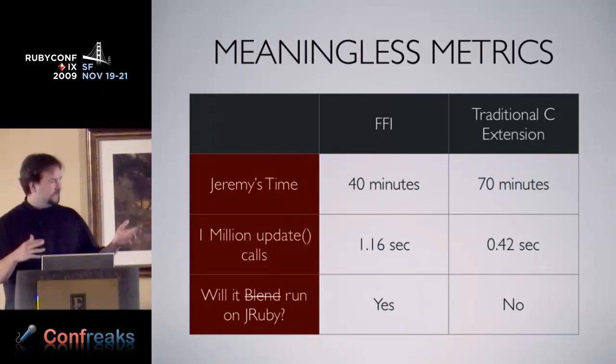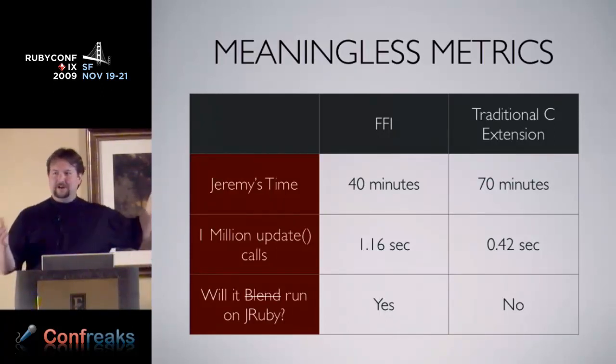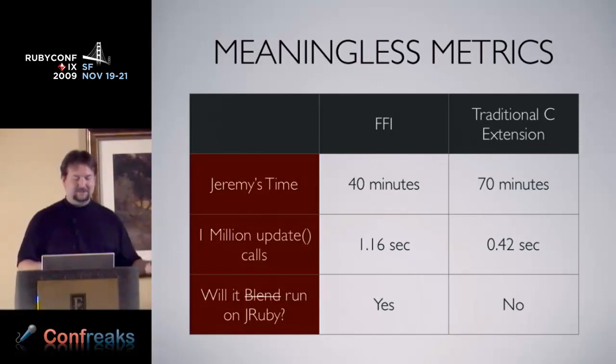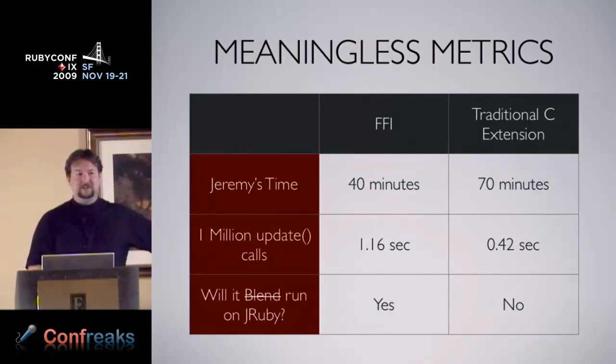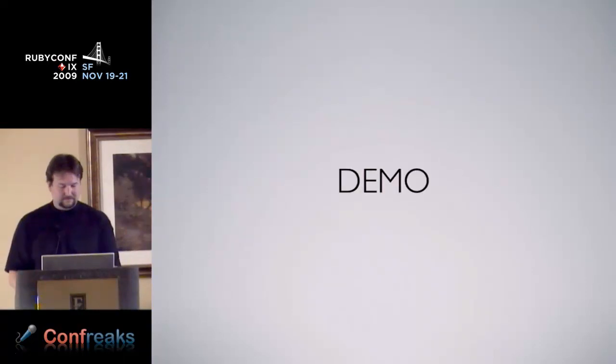So that's it. 1 million calls to update. Hey, FFI took a second and some change. And actually, this is probably on a different machine, so these don't apply much anymore. And the traditional C extension took 40.42 seconds. So there is an overhead cost for using FFI, and I'll show you an example here in a moment. And then the best part is, hey, this just runs on JRuby, flat out. We're done. And we'll do a demo.